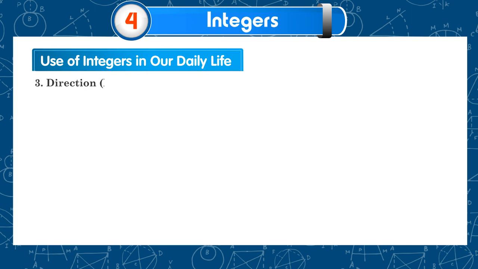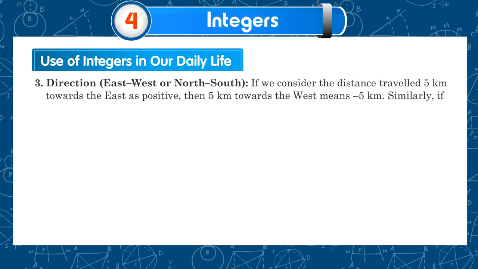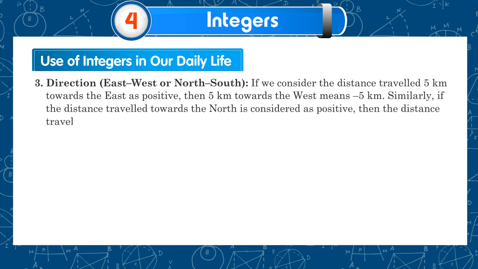Direction, east-west or north-south. If we consider the distance traveled 5 km towards the east as positive, then 5 km towards the west means minus 5 km. Similarly, if the distance traveled towards the north is considered as positive, then the distance traveled towards the south will be considered as negative.